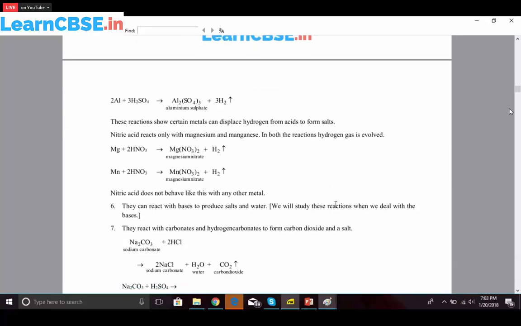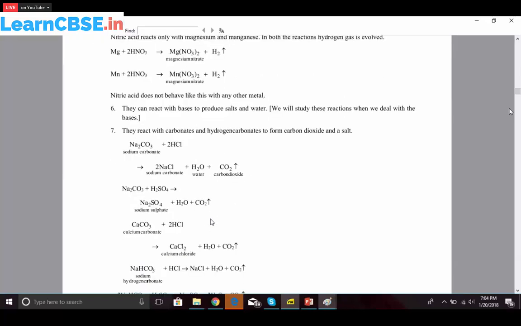Now, next one is nitric acid. When we add nitric acid to the metal, we will be getting hydrogen gas. Mn is manganese. Manganese reacts with nitric acid and it produces manganese nitrate plus hydrogen. Okay. Nitric acid does not behave like this with any other metal. Acids can react with a base to produce salt and water, which we call a neutralization reaction.